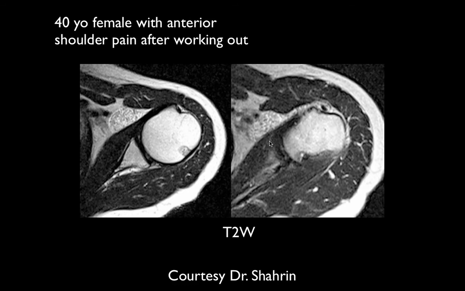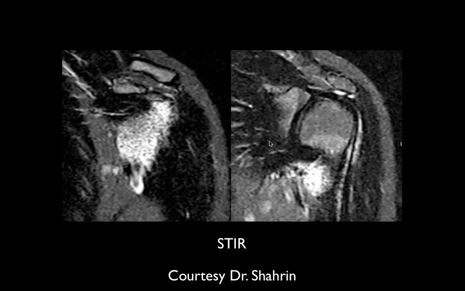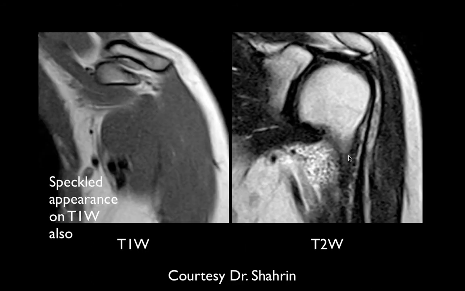It just looks very heterogeneous. On the oblique coronal views, again, there's abnormal signal in the region of the coracoid process. I think the short head of the biceps tendon probably has been injured. I'm not sure we're seeing that real well on these images. Certainly you can see the long head here, and there's some fluid around it.